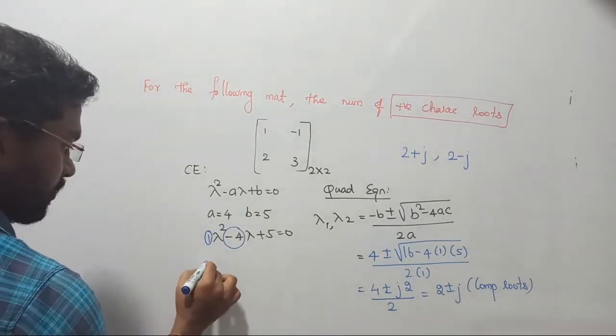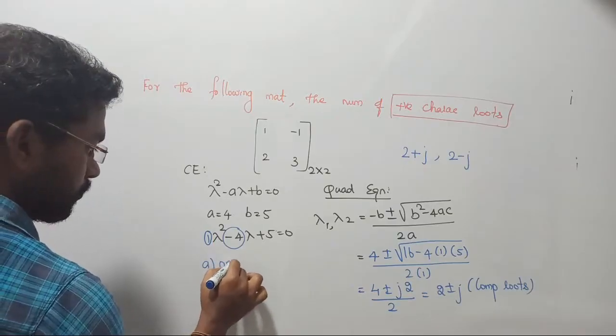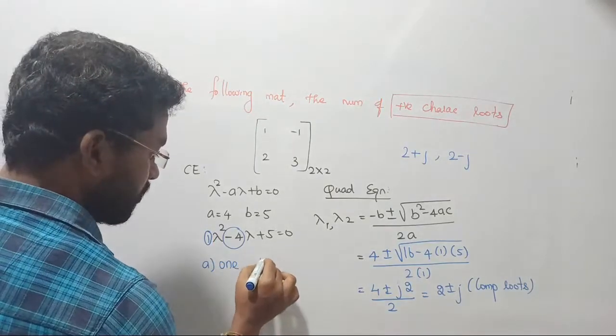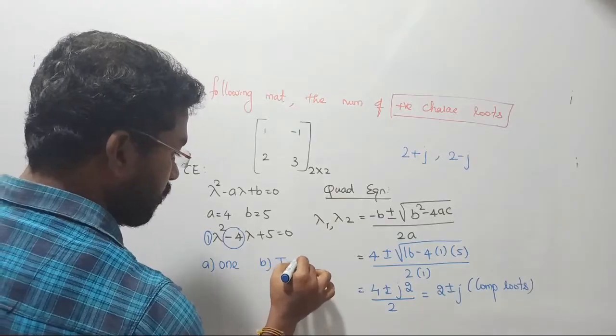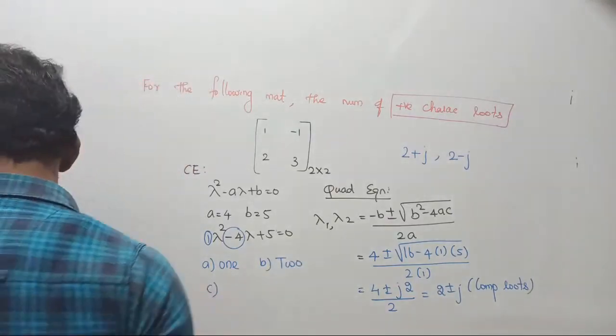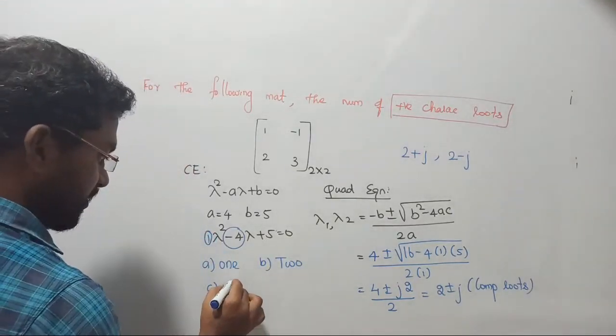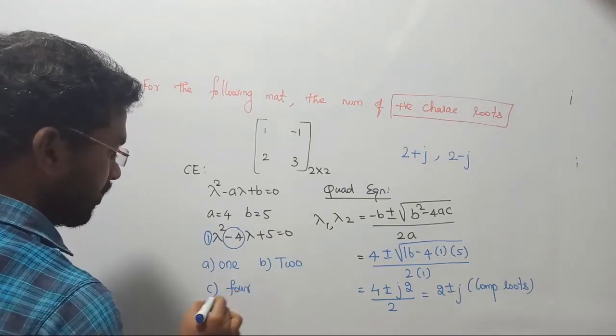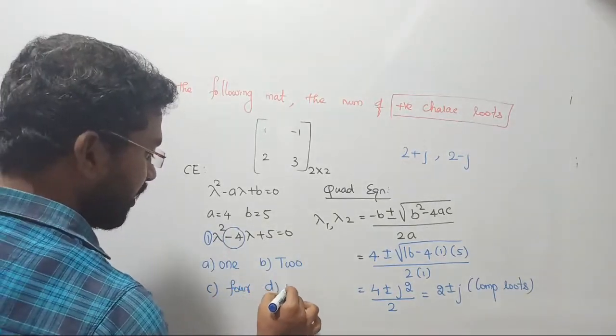Option A is 1, right? Option B, they said that is 2. Option C, right? Option C they said that is 4, that is wrong actually, right? Option D, right, like this, that is none.